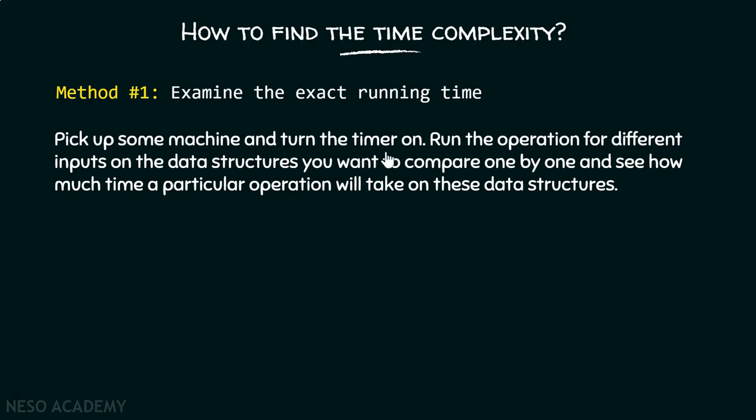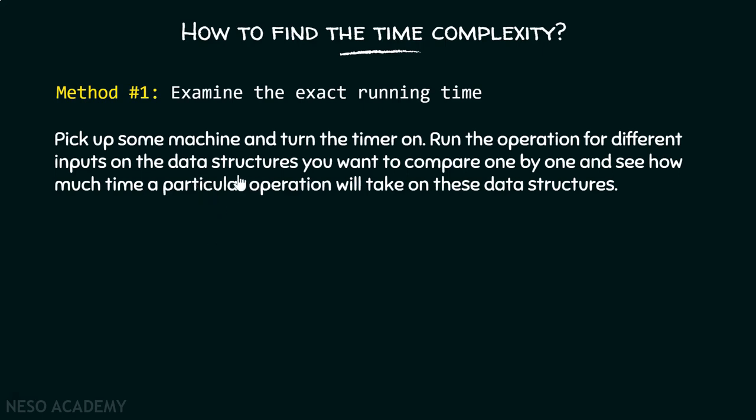You just turn the timer on, and what you will do is you will run the particular operation for different inputs on one data structure, then on the other data structure, and so on in the same machine for the comparison purpose, of course. And then you can easily compare them because you have the time in your hand. You are basically running the timer. By running the timer, you would be able to compare their actual times. Isn't that so? So obviously you need to run the operation for different inputs on the data structures in the same machine, and you just have to turn on the timer for the purpose of knowing how much time a particular data structure is taking, right?